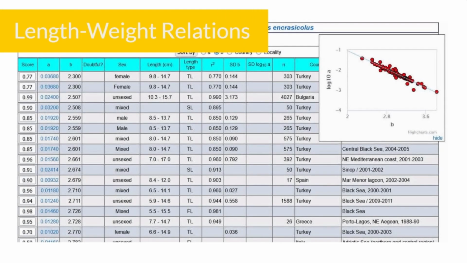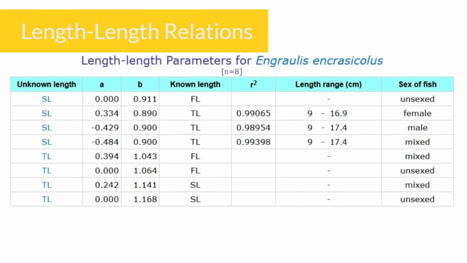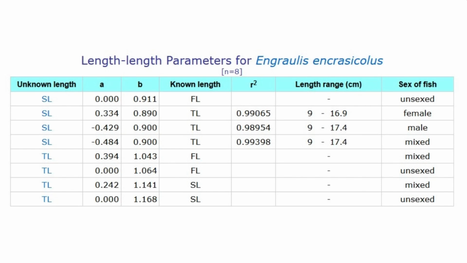Length weight provides parameters that can be used to estimate the biomass of a species in a locality based on length observations. Data for length-length relations are also available because species are measured in different length types according to their shape. Some species also have data for length frequency and recruitment.